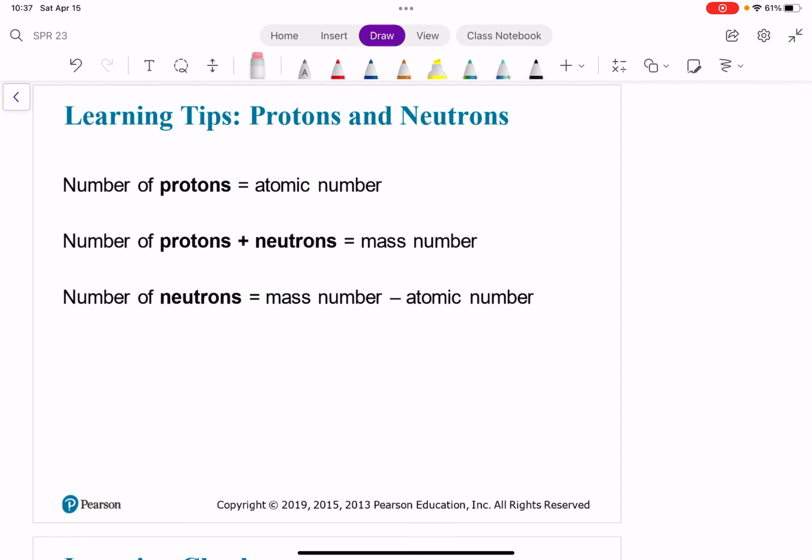Number of protons equals the atomic number. The number of protons plus neutrons equals the mass number. And then the number of neutrons equals the mass number minus the atomic number. You don't necessarily have to remember this equation, because if you remember this one, you can rearrange the equation to get the number of neutrons. So say you were given the number of protons here and you knew the mass number, you could solve for the number of neutrons. So you don't really have to remember that third one, but you can if you would like.